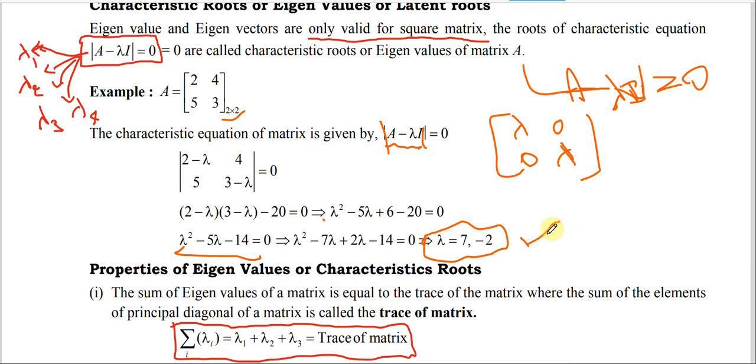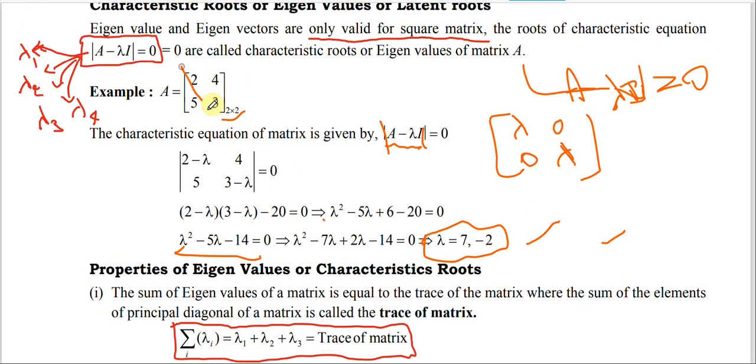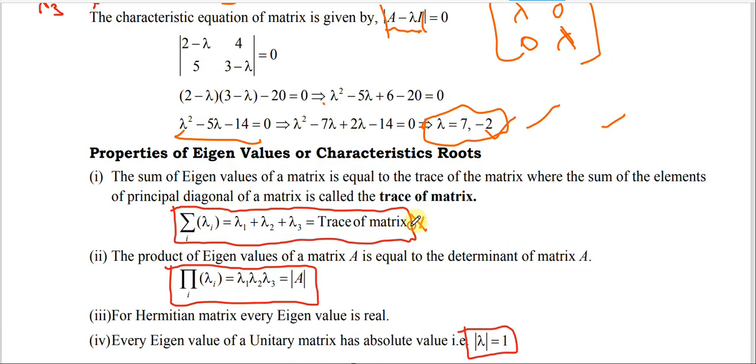Okay. Now its properties are very important. If it asks what the sum of the eigenvalues is, the sum of the eigenvalues of a matrix is equal to the trace of the matrix. Simply sum the principal diagonal elements, 3 plus 2, which is 5. This is very important, and the product of the eigenvalues will be the determinant.